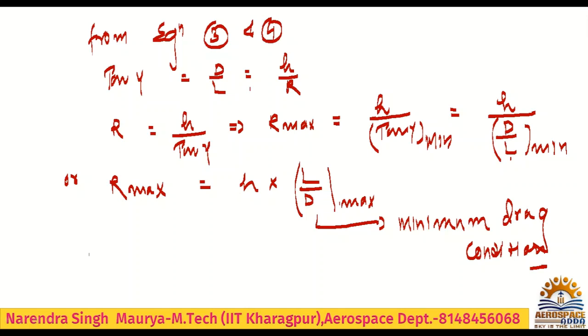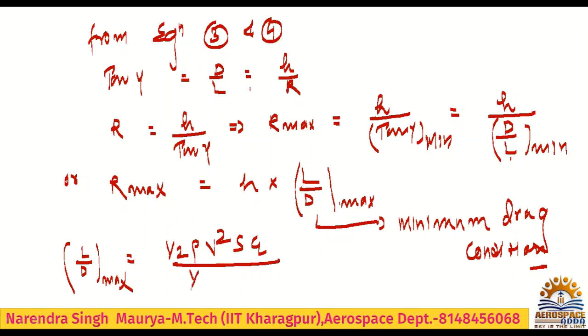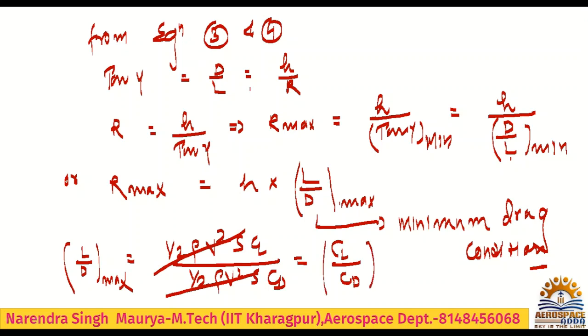You know very well what is the L by D max. This is called minimum drag condition, and that you can also write as half rho V square S CL divided by half rho V square S CD. So all values will be cancelled out, and you will get CL by CD. This condition is called minimum drag condition because L by D max is nothing but minimum drag condition.